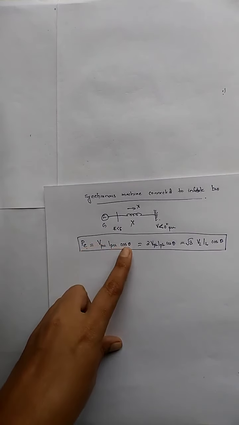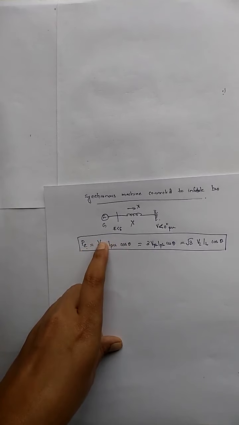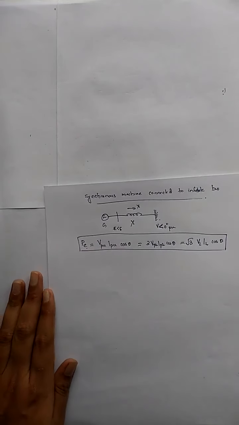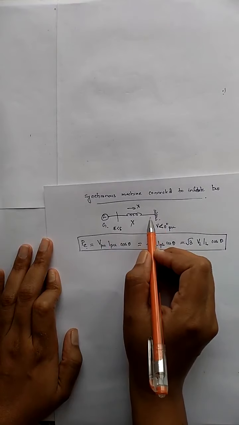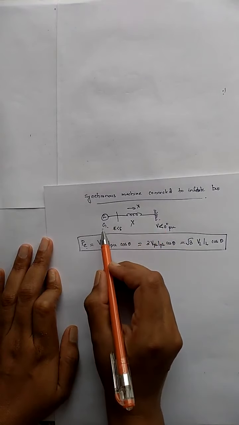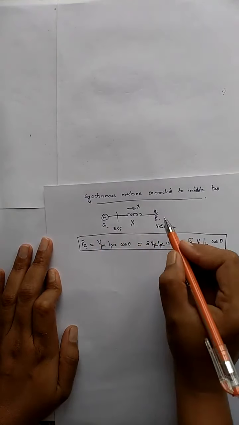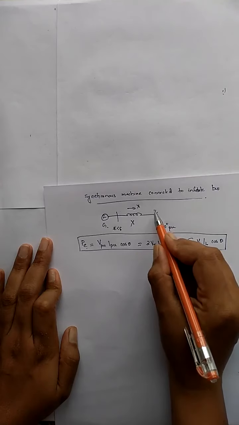Okay, no need to consider whether it is a line value or a phase value. So these are the power equations. Next, we have to study a synchronous machine connected to an infinite bus. Now my machine is a generator, and this is connected to the infinite bus bar.